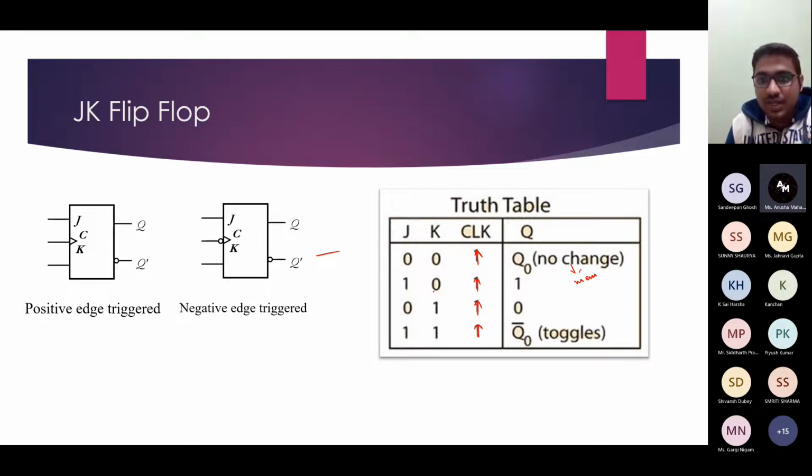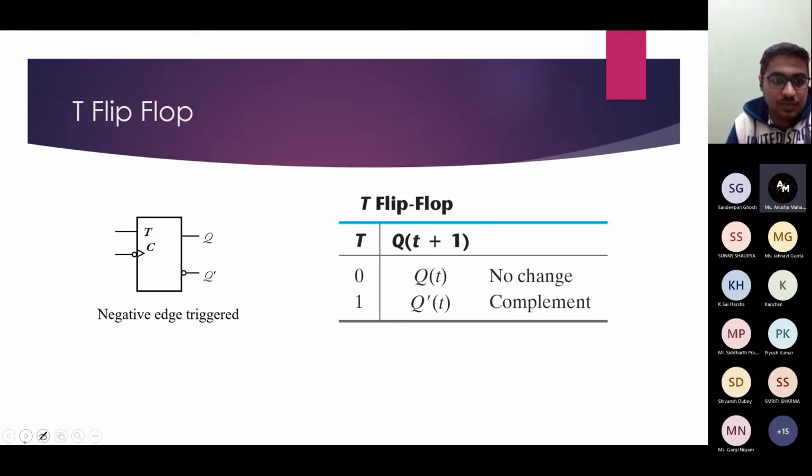When J is equal to 1 and K is 0, output is going to be 1. And when J is equal to 0 and K is equal to 1, output is going to be 0. And when J is 1 and K is 1, output is going to toggle. Toggling is a very important thing that we will see next.